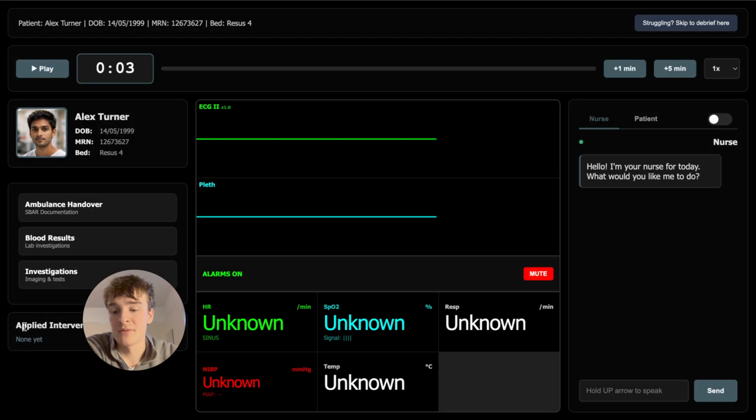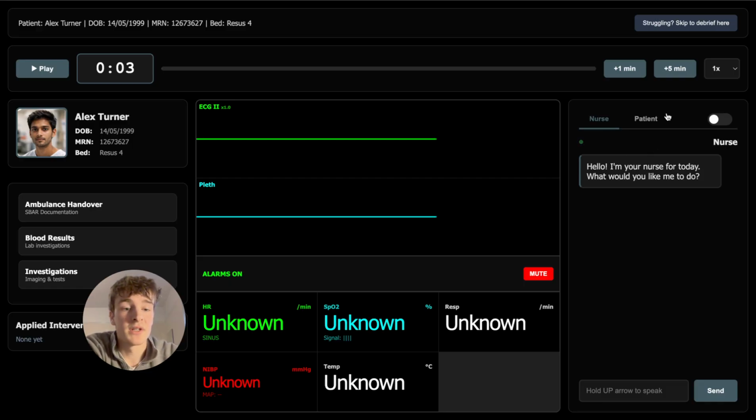And then we have applied interventions in the bottom left. This can be referrals or it can be actual interventions. You'll see throughout the scenario that they will stack up here, just to keep track. And then in the middle, we have our OBS monitor. It's been designed to be really, really realistic to an ED one here. We can have simplified versions for GP simulations and pre-hospital settings as well.